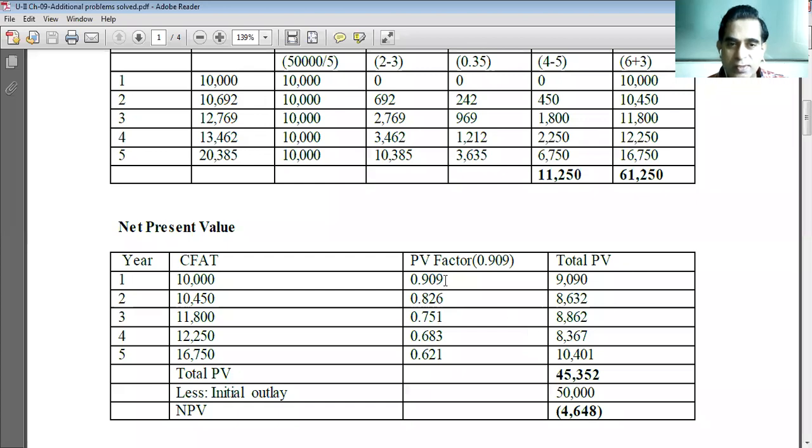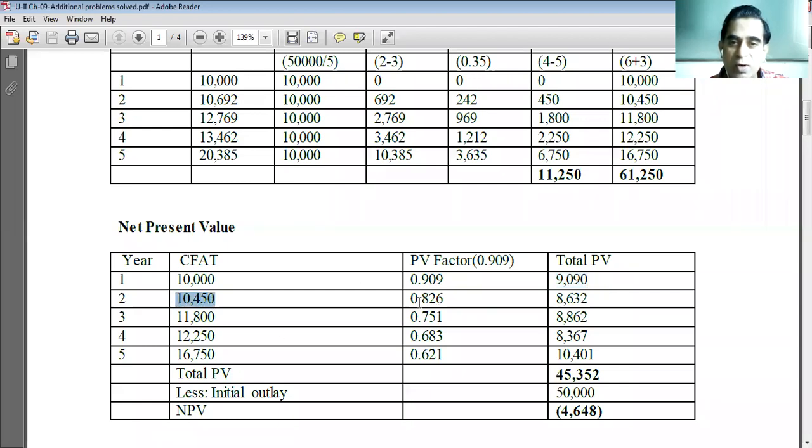So that is exactly what we need. I'm going to write these against each year: year 1, 0.909; year 2, 0.826; year 3, 0.751; year 4, 0.683; year 5, 0.621. Simply by multiplying these two, you will get the present value. So 10,000 into 0.909 is equal to 9,090 rupees, the present value of 10,000 rupees to be received in year 1.